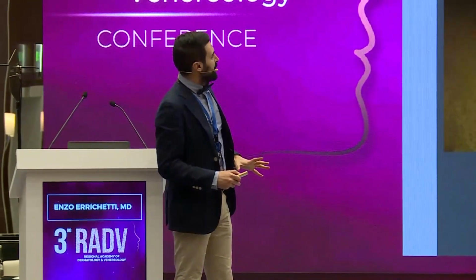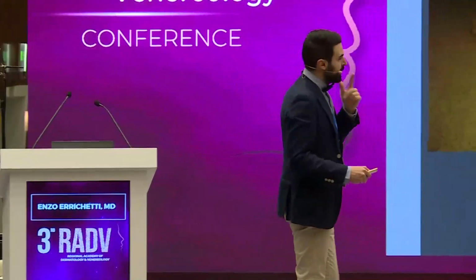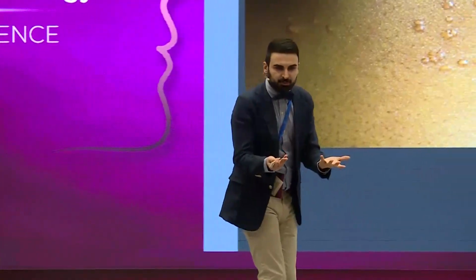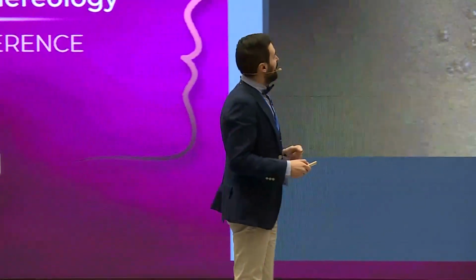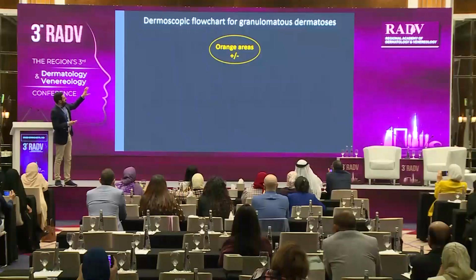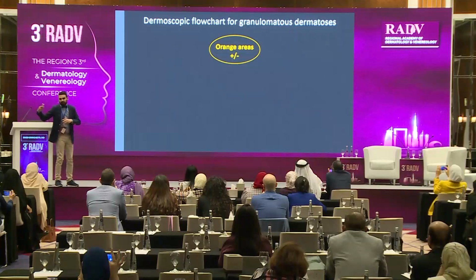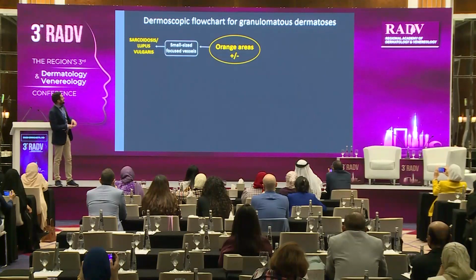Great. Another thing we have to know: I told you that sarcoidosis and granulomatous conditions are associated with orange, but in very dark phototypes, we don't see orange, we see yellow, because it's orange on brown, which gives yellow, okay? Perfect. So, to summarize, granulomatous dermatosis: orange areas, or yellow in very dark skin types.